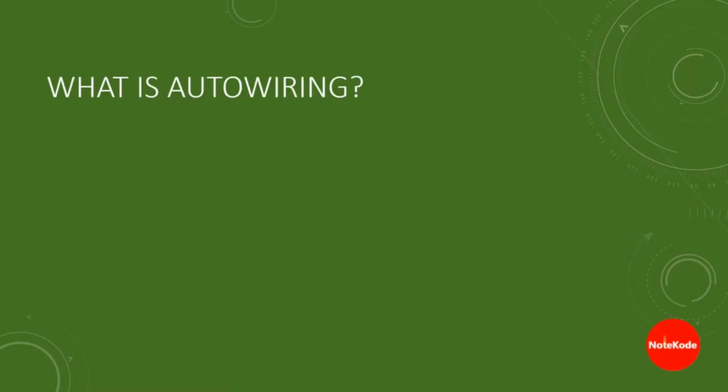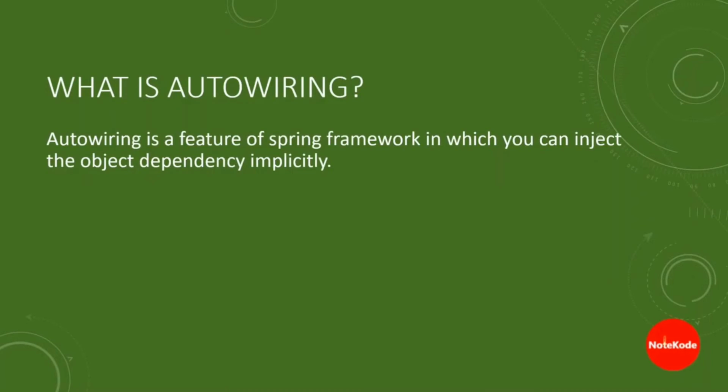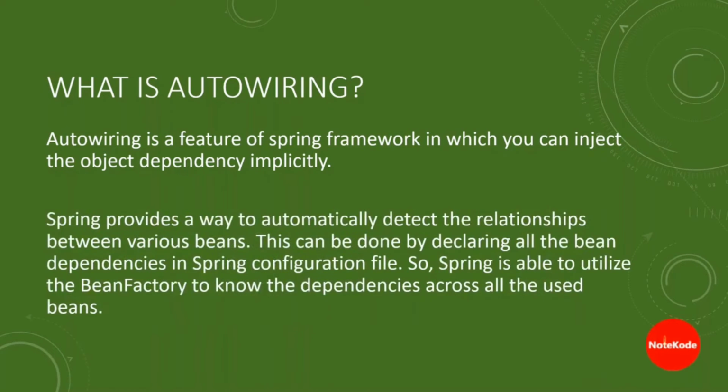What is auto wiring in Spring? Auto wiring is a feature of Spring Framework in which you can inject the object dependency implicitly. Spring provides a way to automatically detect the relationships between various beans. This can be done by declaring all the bean dependencies in a Spring configuration file. So, Spring is able to utilize the bean factory to know the dependencies across all the used beans.